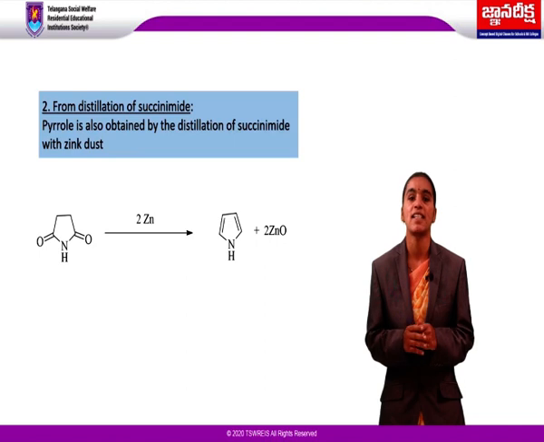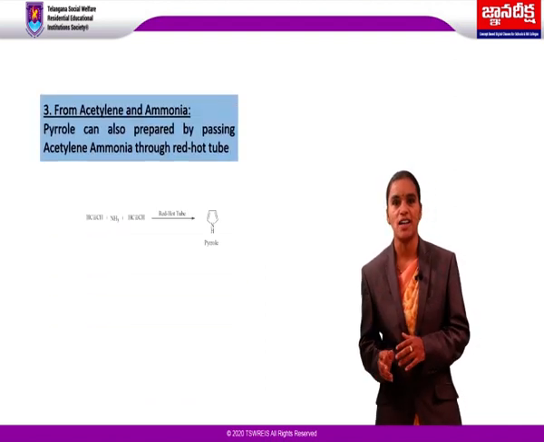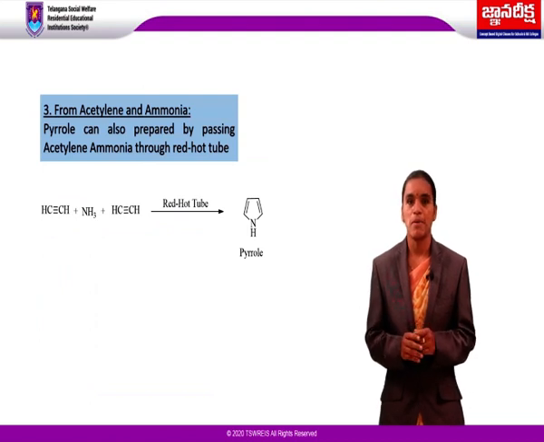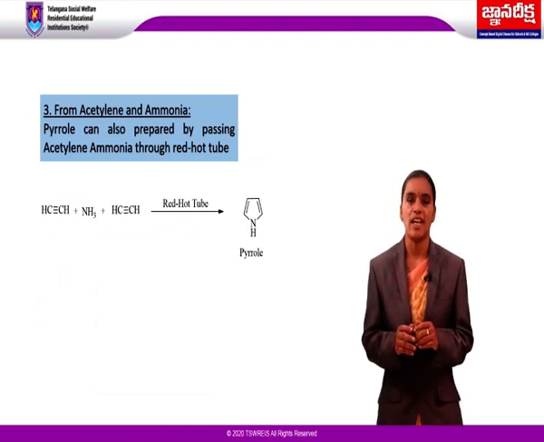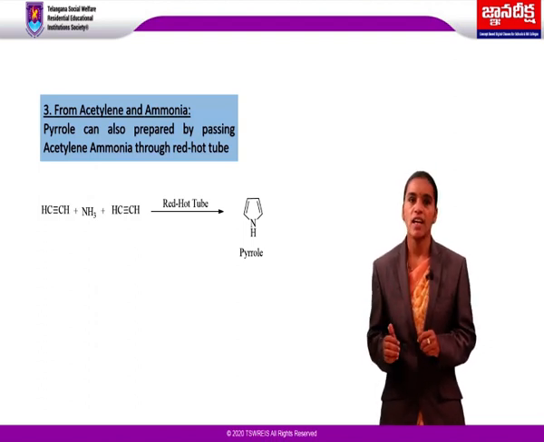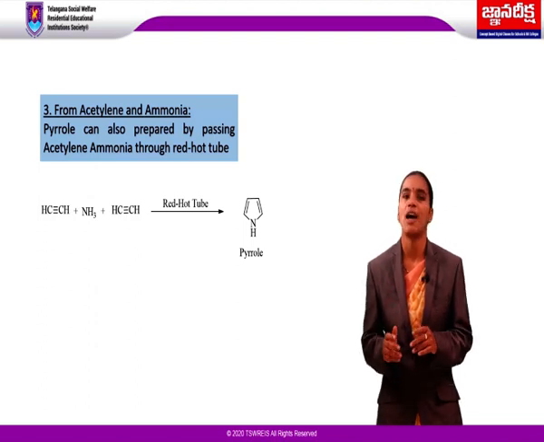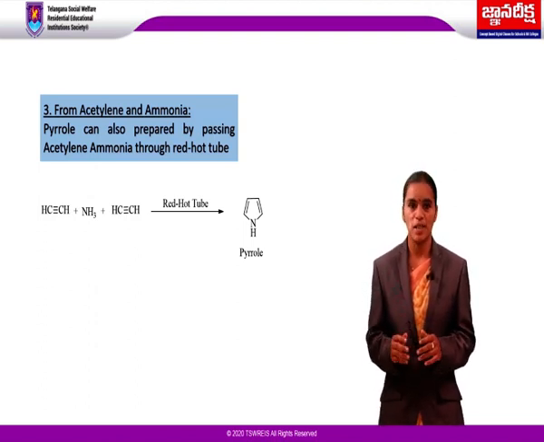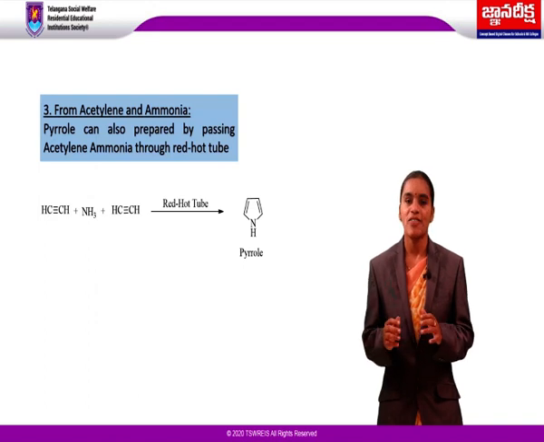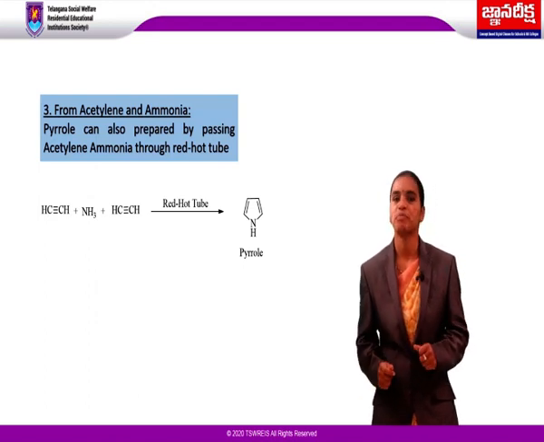And one more method is preparation of pyrrole from acetylene and ammonia. Pyrrole gets prepared by passing the mixture of acetylene and ammonia through a red hot tube. See the reaction. Here we have taken 2 moles of acetylene and 1 mole of ammonia. While passing the mixture through the red hot tube, first it undergoes fusion. Cyclization of these molecules will give simple pyrrole.